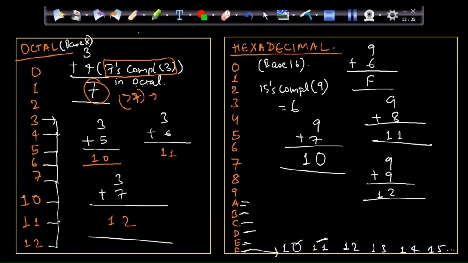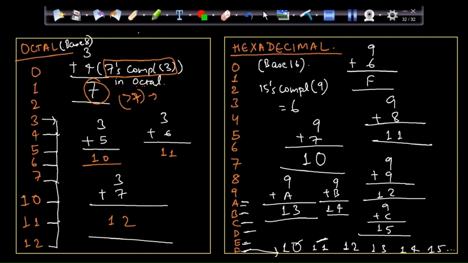So these additions are for hexadecimal numbers, right? So 9 plus A will be 13. 9 plus B will be 14. 9 plus C will be 15. Okay, done. Now you might ask this question: okay, the number of digits will increase.